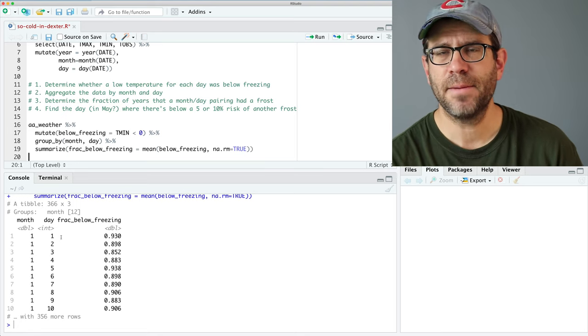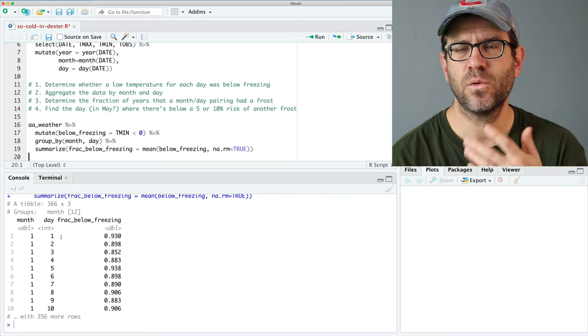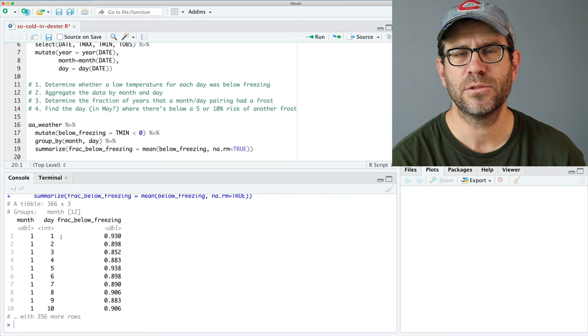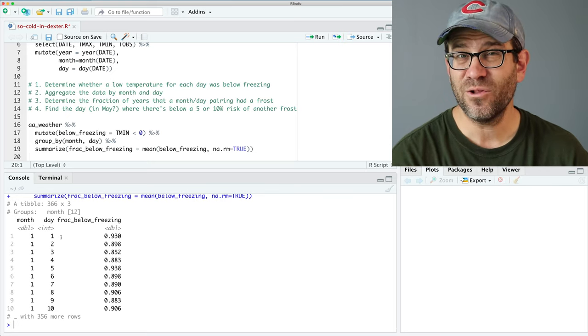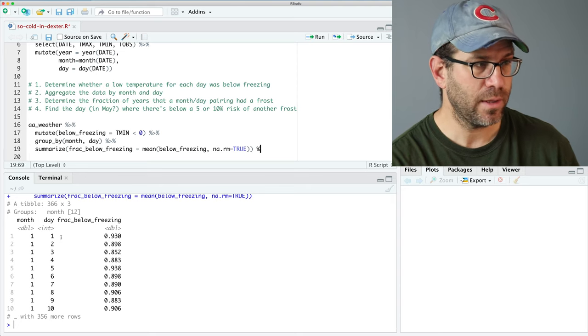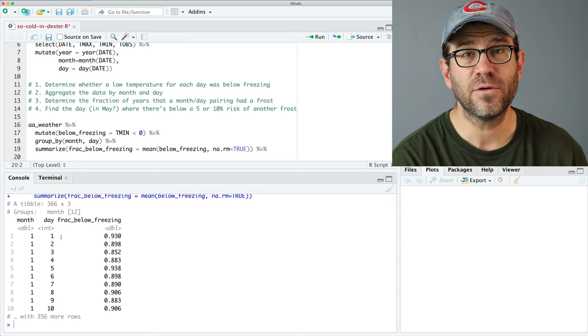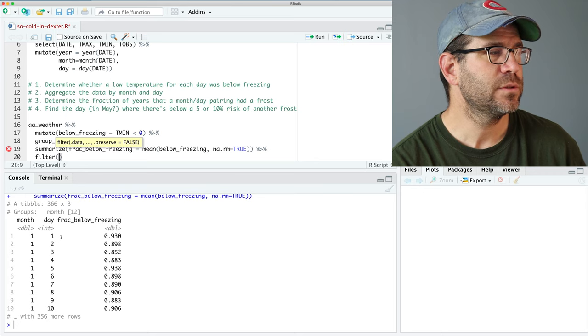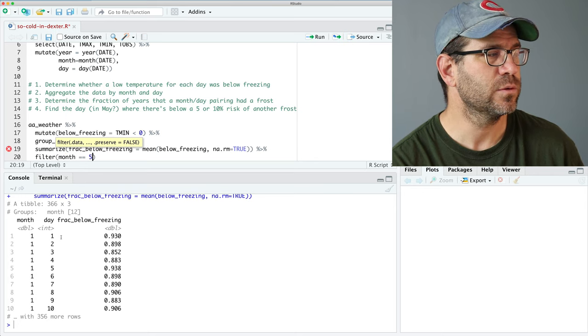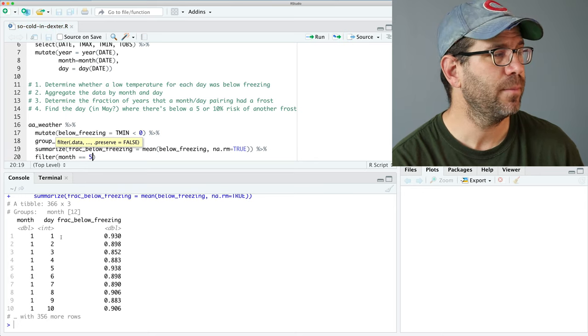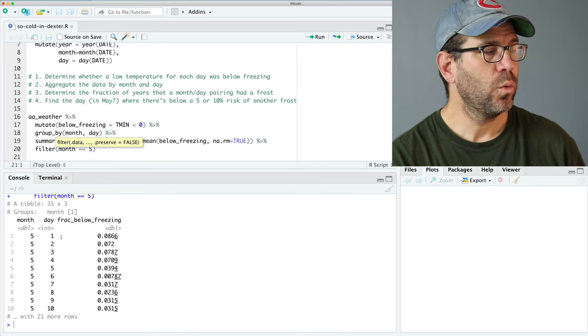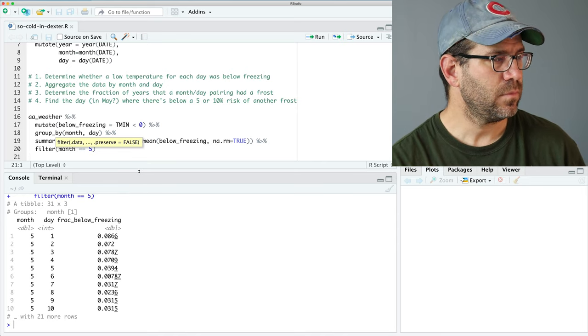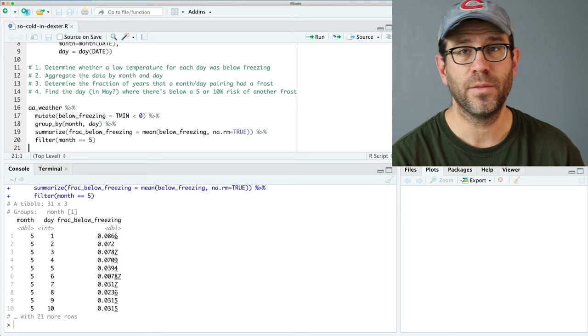So I'm interested in May because that's when things start to warm up here in southeastern Michigan. And so if I want to look at May, hopefully you're saying with me, we need to use the filter function. So we'll say filter month equals 5 for the fifth month being May. And we can then see those rows for the month of May.